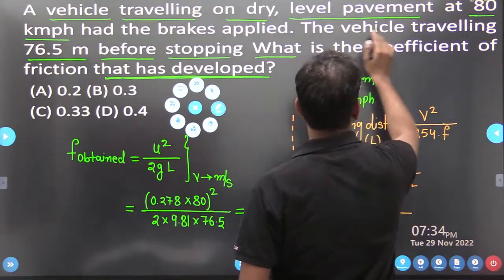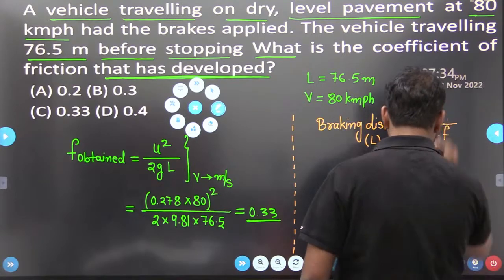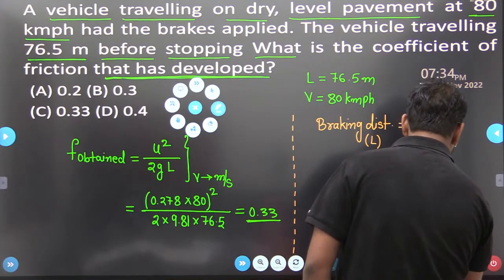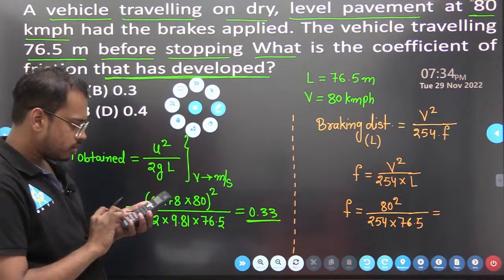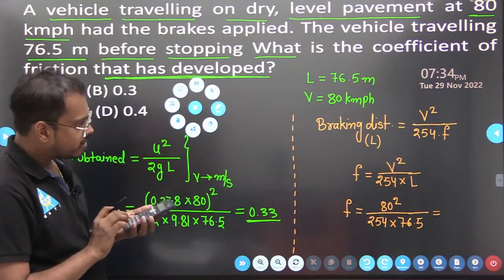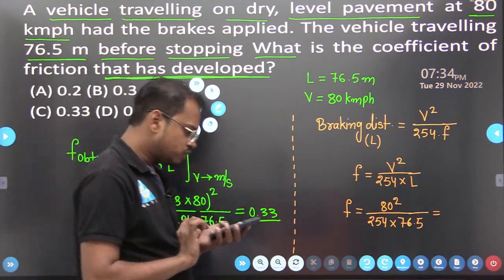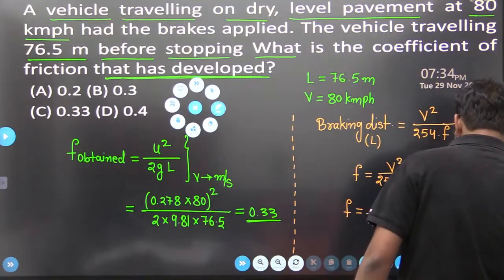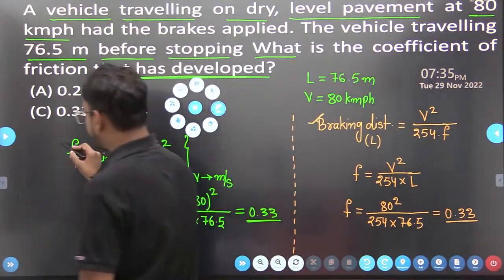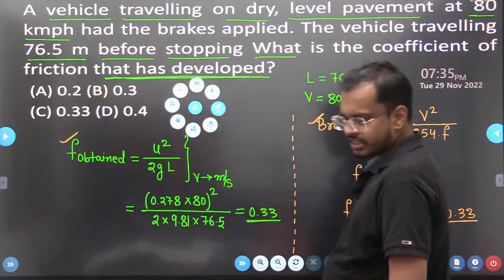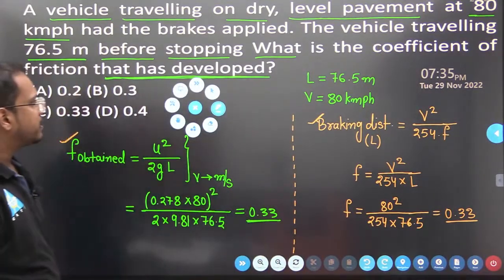What is the value of capital L, my dear friend? The value of capital L is 76.5 meter. So what is the value of small f? Please calculate the value. 80 square divided by 254 multiplied by 76.5. The value is calculated like this, and again the value is the same, 0.33. So you can use the braking distance formula, or you can use the F obtained formula, U square divided by 2GL, whichever you are comfortable with. Clear? So there are two approaches, two methods to solve this particular problem.